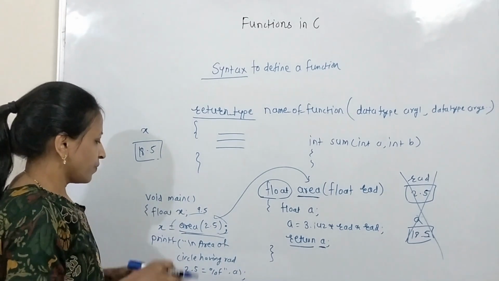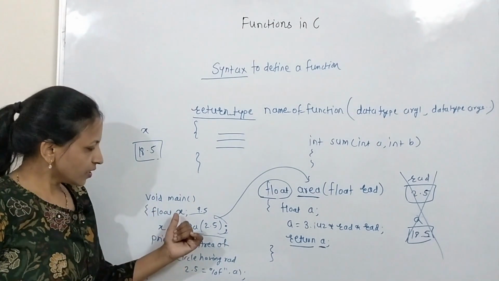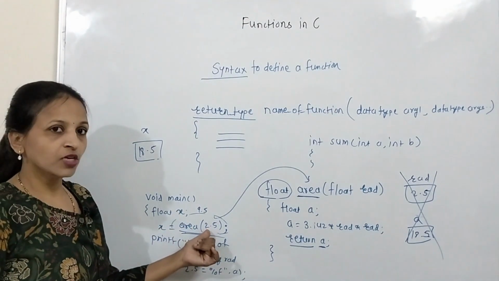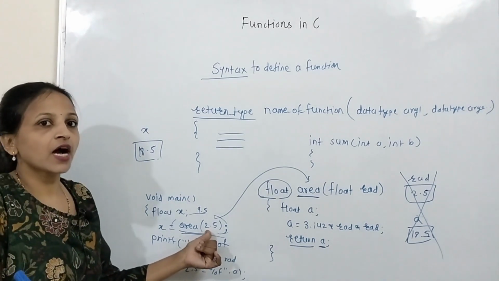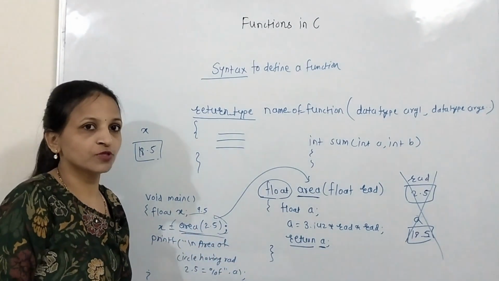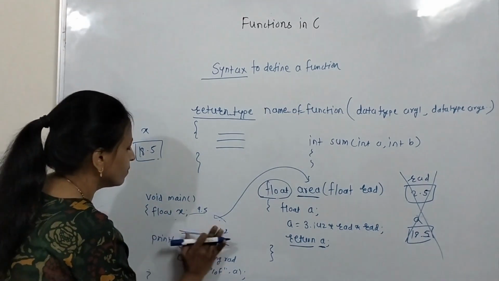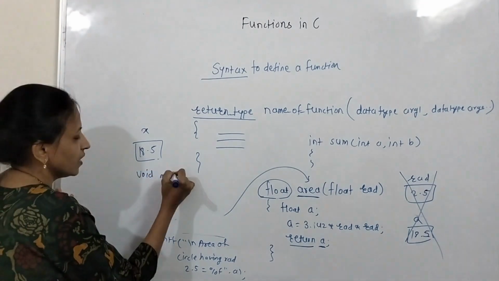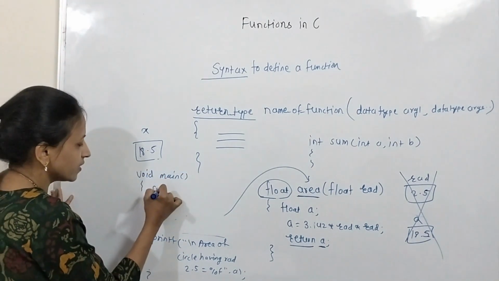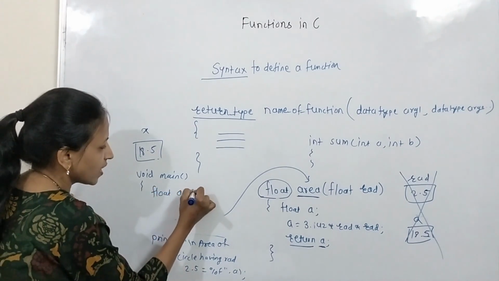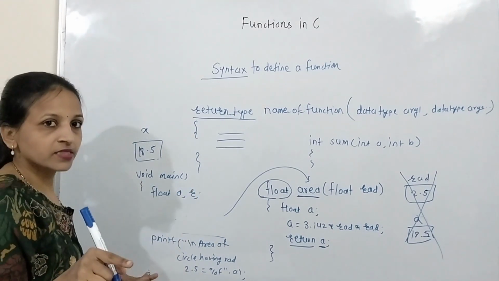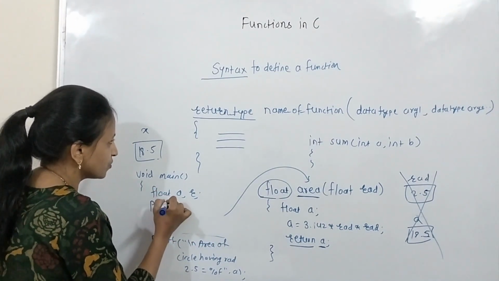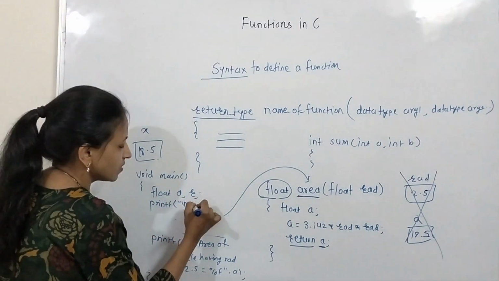Okay, in this way. Now see here, instead of x is equal to area 2.5, instead of 2.5 let me pass the radius accepted from the user. In that way I can do the same program like this. Here I will write void main and here I am declaring float a comma r, and in that r I will accept the radius from the user only. It means I have to give a message to the user like printf enter radius.